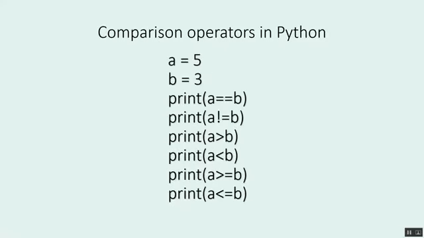Okay, so next, comparison operators. So it would check or compare two variables. If a is equal to b, if a is not equal to b, if a is greater than b, if a is less than b, a is greater than or equal to b, or a is less than or equal to b.